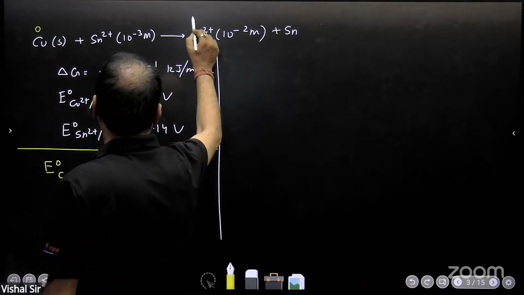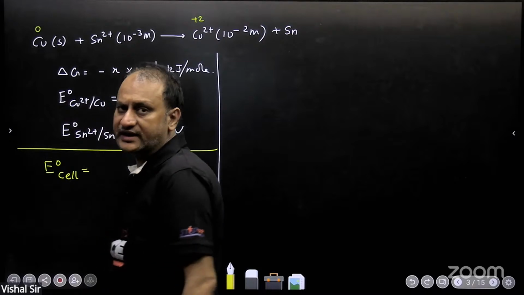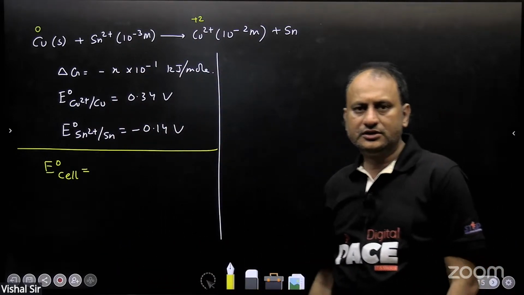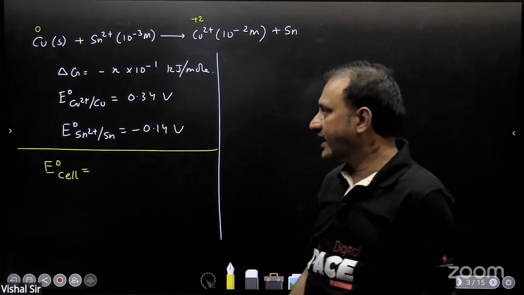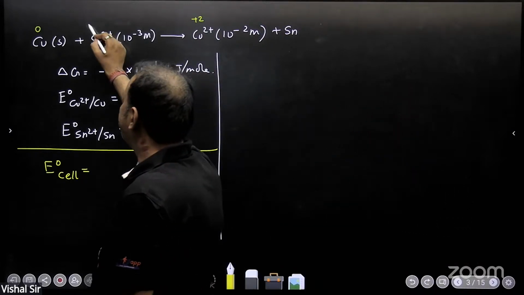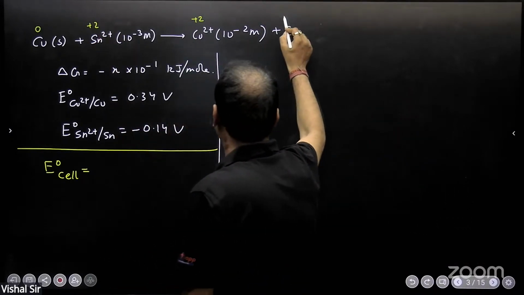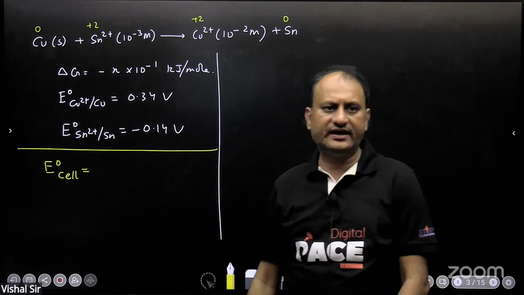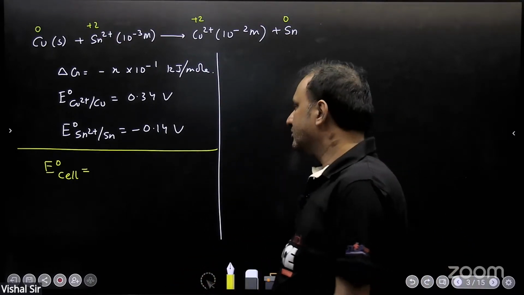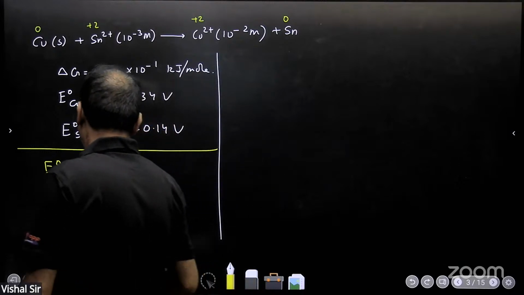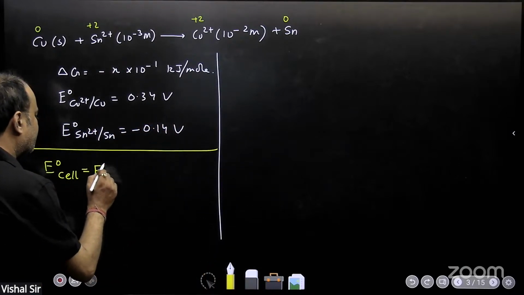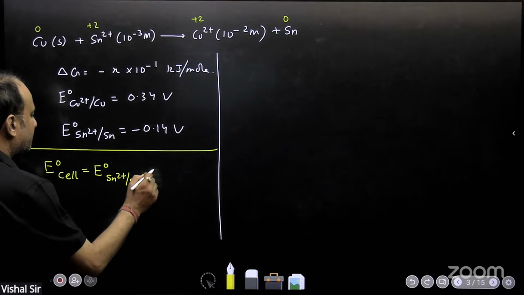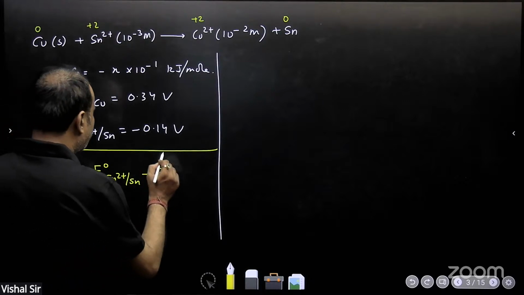Copper from 0 to +2 is getting oxidized and oxidation occurs at anode. So the copper half cell is an anode. Tin from +2 is going to 0. It is getting reduced. So the tin half cell is cathode. So E0 cell will be SRP cathode minus SRP anode.